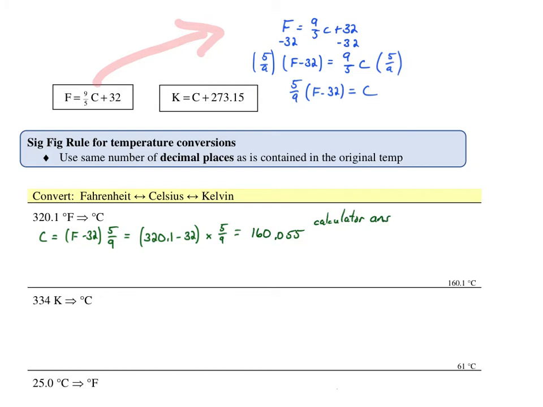We want to now worry about sig figs. The sig fig rule is that we use the same number of decimal places as in the initial temperature. So the original temperature is rounded to the tenths, so we're going to round this answer to the tenths, which means we're going to drop everything to the right of that line, and with that 5 that we're dropping, we need to round up. So our final answer is 160.1 degrees C.